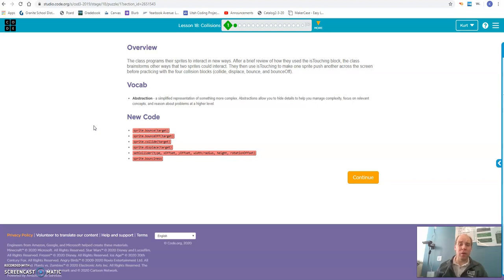So lots of new code. If you look at the lesson today, it's a really long one. We've got 17 different puzzles or activities.